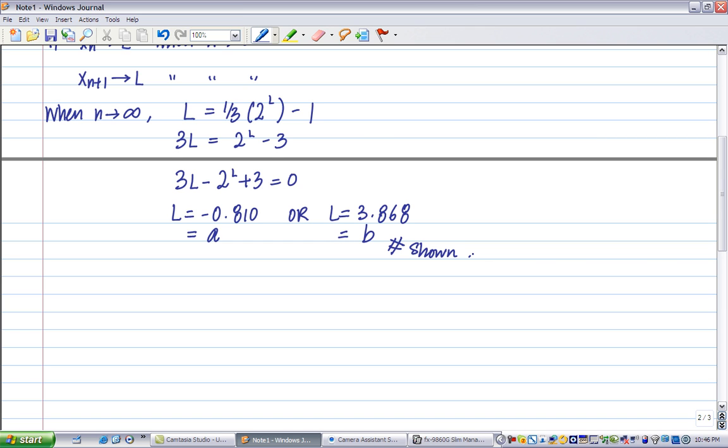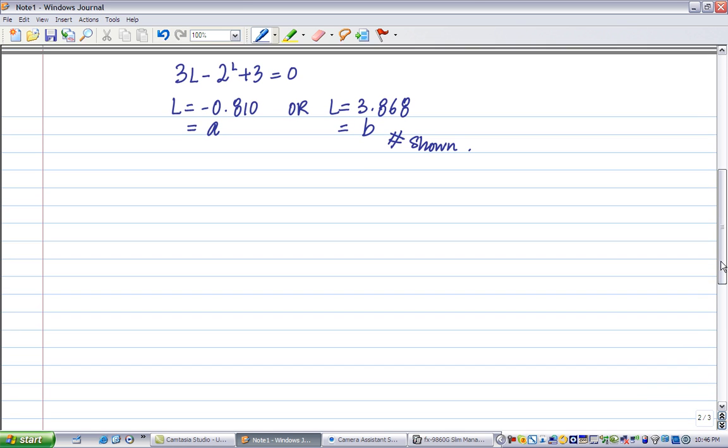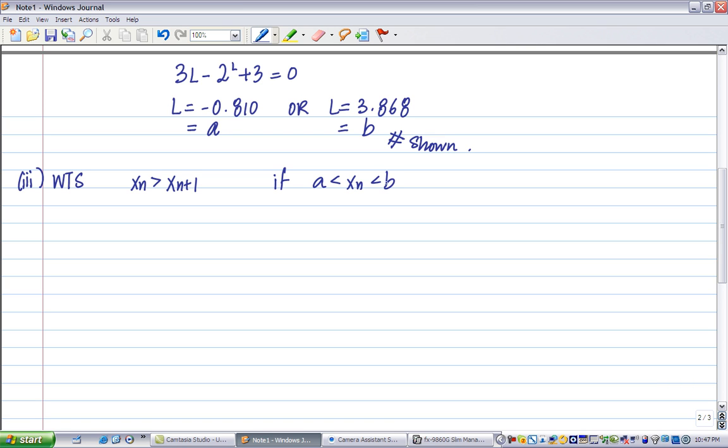By considering xn minus xn plus 1, you need to show the two properties. Okay, so you need to show this. We want to show xn is greater than xn plus 1 if xn is between A and B. So we need to move every term to one side of the equation. Xn minus xn plus 1 is greater than 0. In other words, you need to show this.